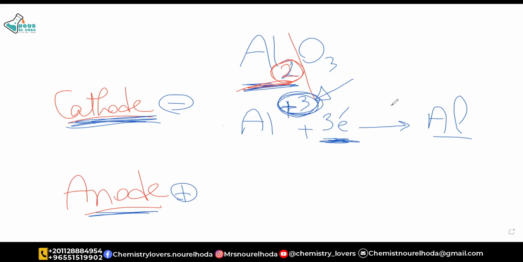At the anode, what do you think I need to get? At the anode, I need to get oxygen. Why? Because oxygen is negative. It's a non-metal, so it will move to the anode, to the positive electrode. So I'm going to write negative oxygen.